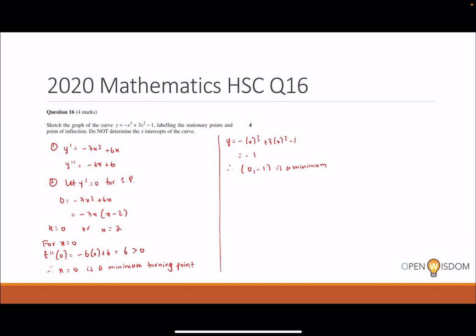We do this for x equals 2 as well. For x equals 2, our second derivative would be negative 6, which is less than 0. So therefore, x equals 2 is a maximum turning point. We now have to find the corresponding y value for x equals 2 as well, which is just 3. So therefore, the point (2, 3) is a maximum.